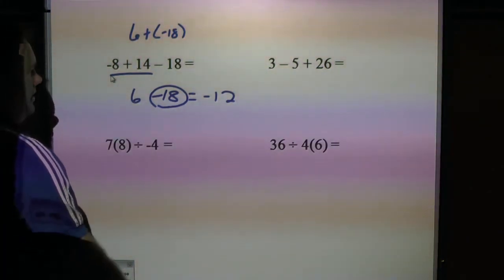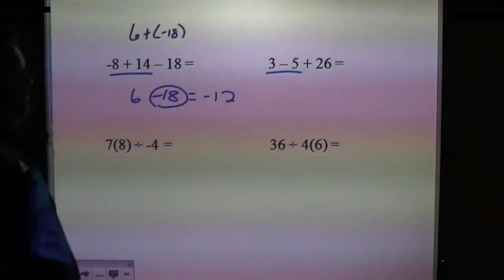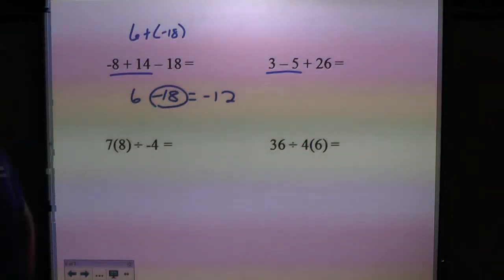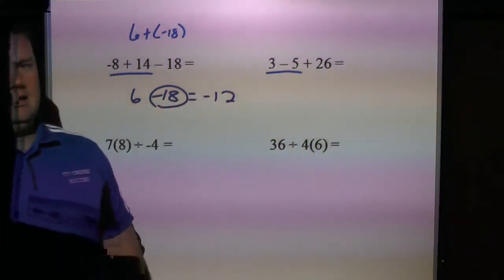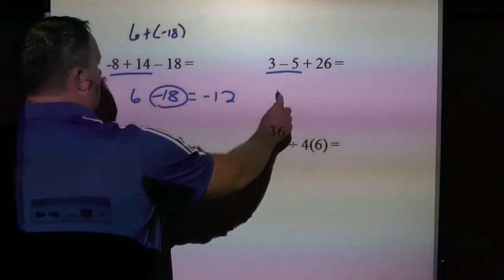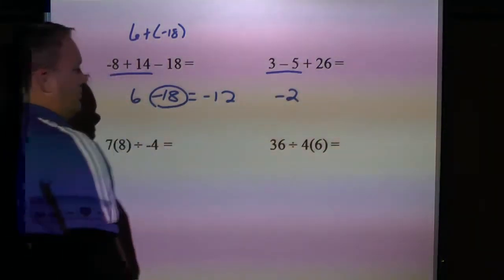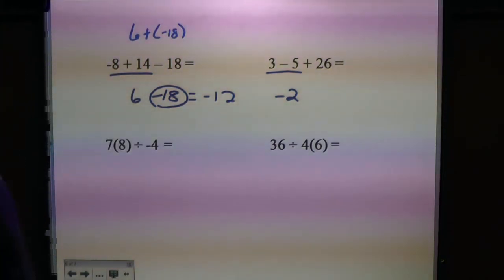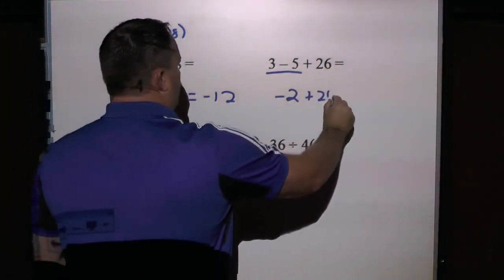Now again, order of operation. Left to right, I'm going to do 3 minus 5 first. Again, when we look at this, positive 3, negative 5. Different signs. Subtract, give the sign of the larger number. So we end up with a negative 2. Then we have plus 26.